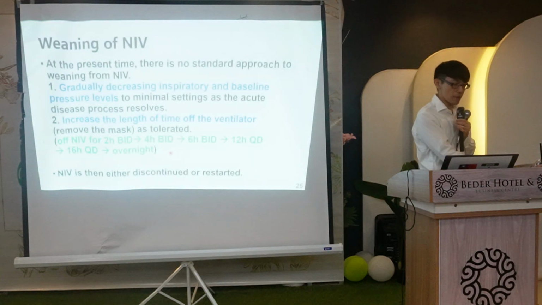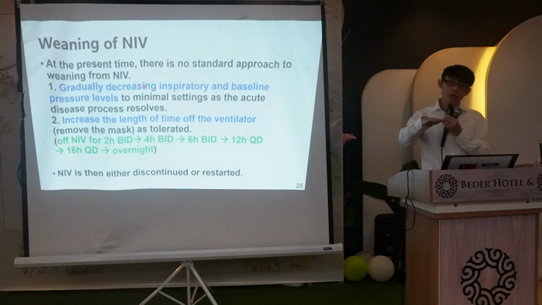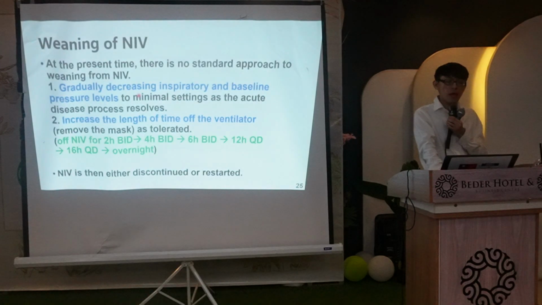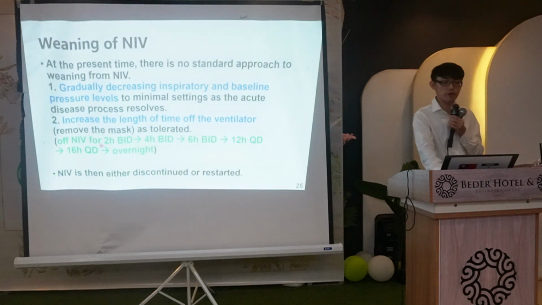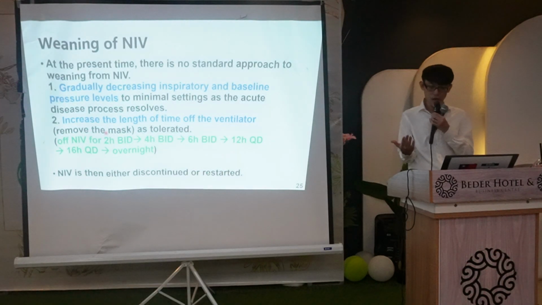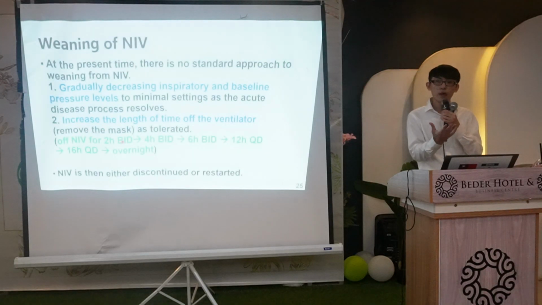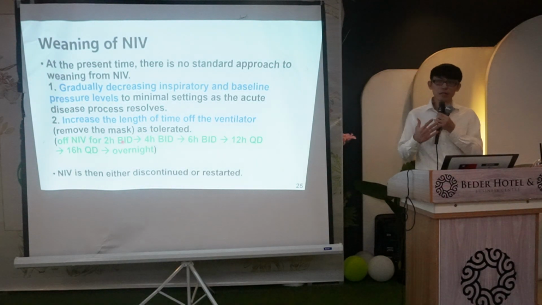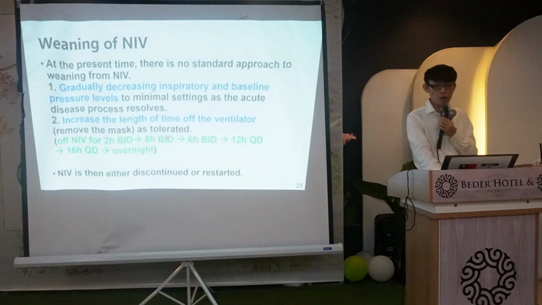Okay, and the final part about non-invasive ventilation is weaning of NIV. So we just decrease the pressure, decrease the O2 flow. And in our hospital, we call it try-off. A try-off means that we remove the mask. Okay. So for example, maybe the condition is already resolved. We can just remove the mask for 2 hours, twice a day. And then the next day, if the patient is stable when we remove the mask, we can extend the try-off period. Extend to 4 hours, 6 hours, 12 hours, and let the patient go overnight.